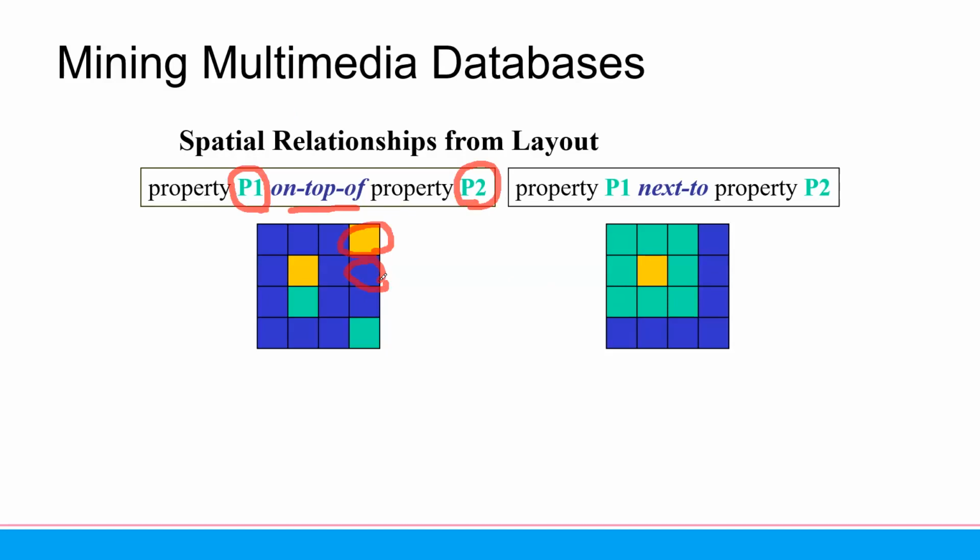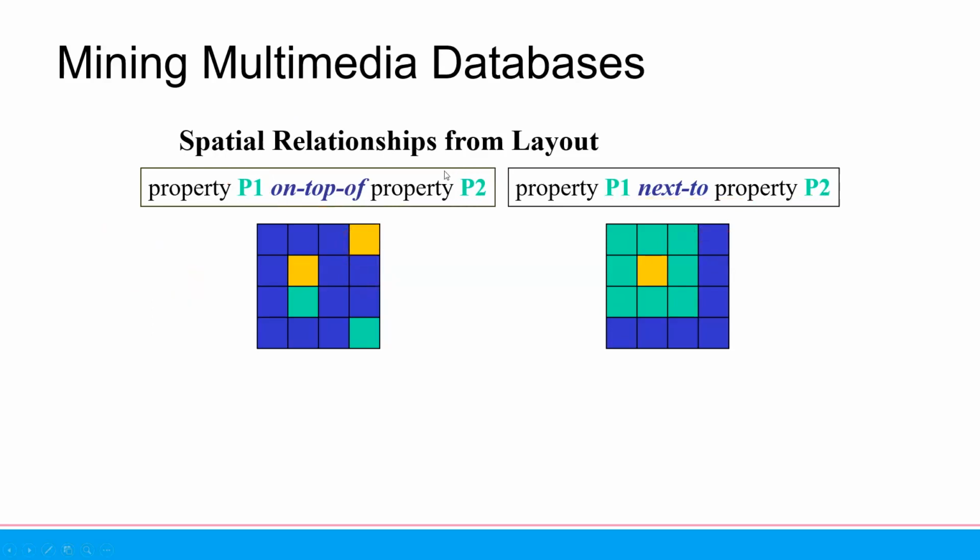For example, if you look at this kind of image, the cloud is on top of the mountain. So you can have that kind of spatial relationship. Or picture one is next to the property of picture two. For example, the green color is on the left, or next to the blue color.